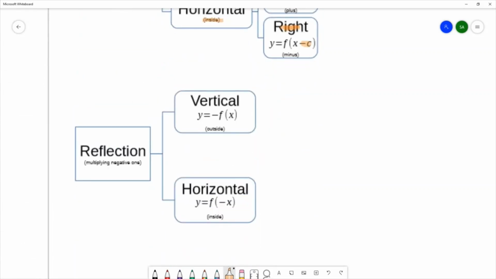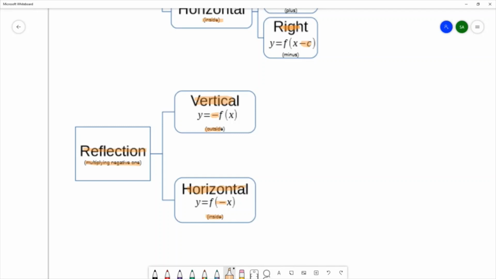Another type of transformation is when our operation is multiplying by a negative 1. And that transformation is called a reflection. So if you multiply by a negative 1 on the outside, you have a vertical reflection. Everything above the x-axis gets mirrored below. If your negative is multiplied on the inside of your base function, you have a horizontal reflection, and everything that's on the left is mirrored to the right, and everything on the right is mirrored to the left.